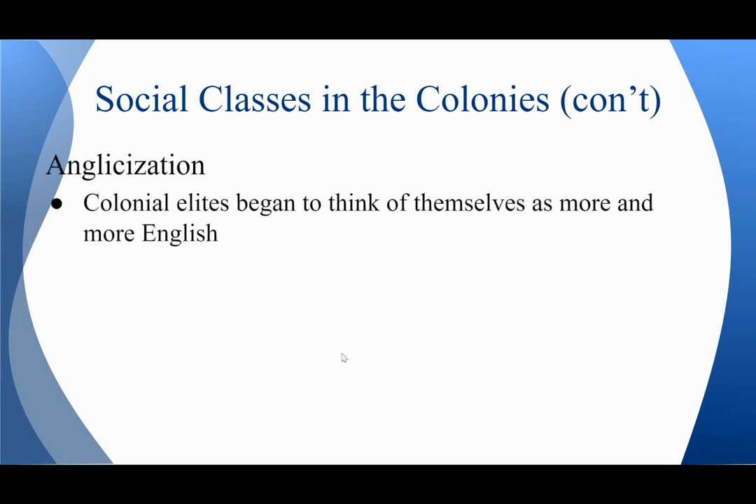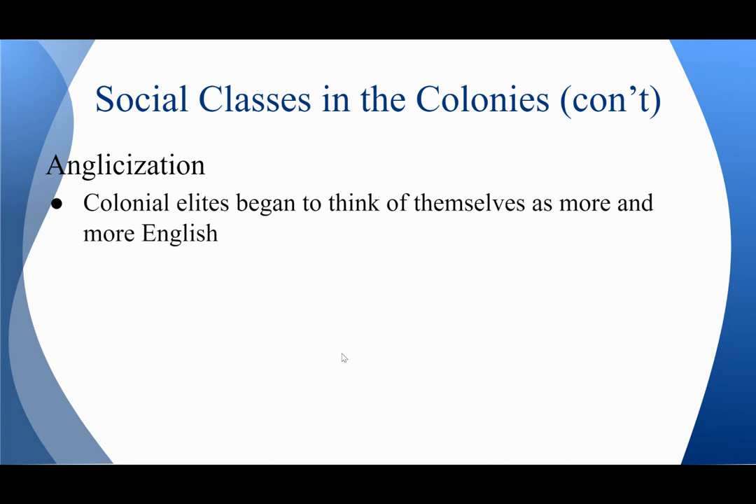So Anglicization was one of your anchor points as well that you're looking at. The colonial elite, so the really wealthy people in the colonies, they don't think of themselves as American. They think of themselves as English. So remember, these are a lot of people who were having problems. They were struggling in England. They were coming to the colonies in order to make money and become wealthy. And as they become more and more wealthy, they start to see themselves as more and more English.